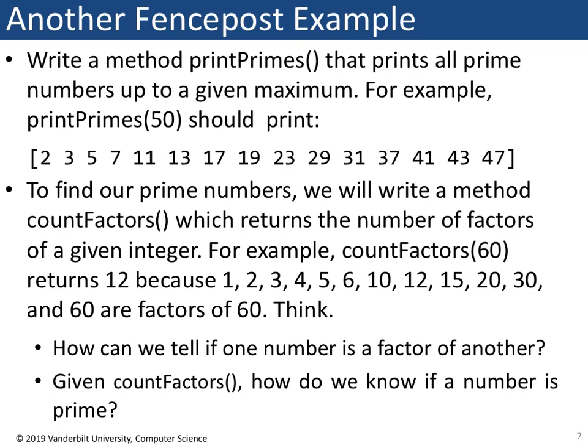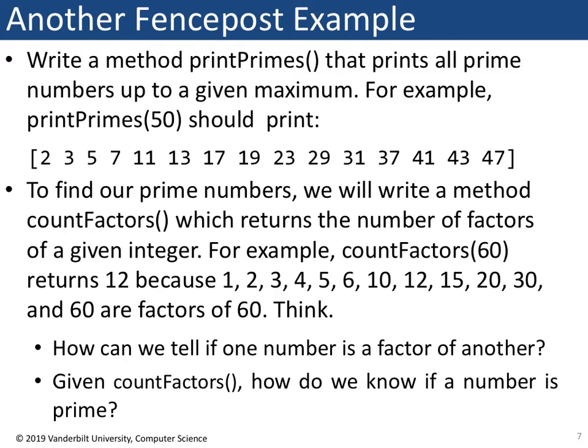So let's make use of this idea of a fencepost loop and write a method to print all the primes up to some number. So given 50, it would print out 2, 3, 5, 7, 11, 13, and so forth with the rest of this list. These are all the prime numbers from 1 to 50.